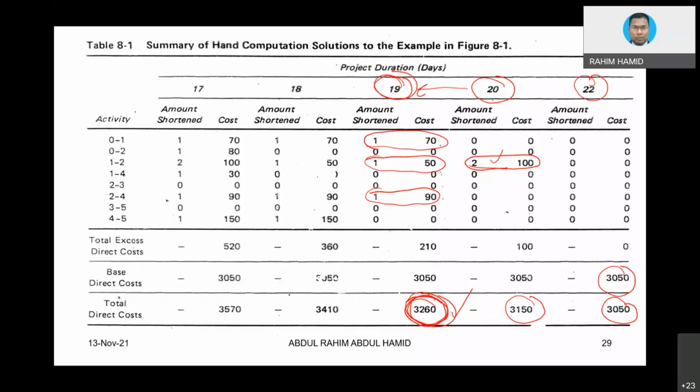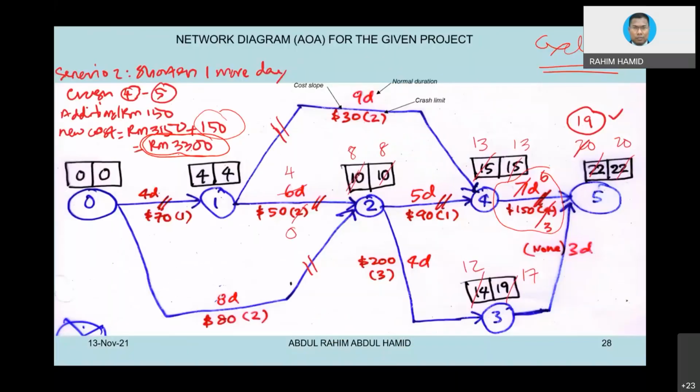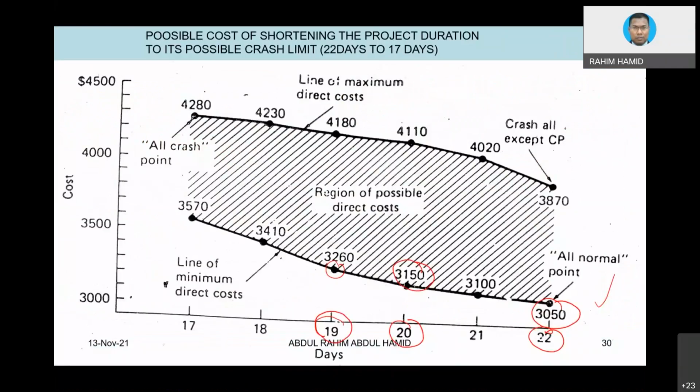So meaning to say, here, if you look at this diagram, remember in 22 days, we get 3050. Okay, fine. Everybody can get that because that is the starting point. But then 20 days, this is what we get. But when it comes to 19 days, the answer given is basically 3260, whereas I have two alternative scenarios there, 3270 and 3300.